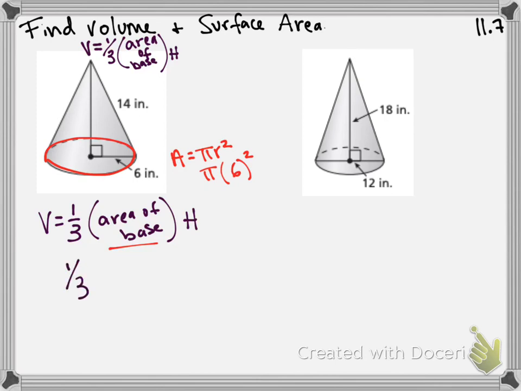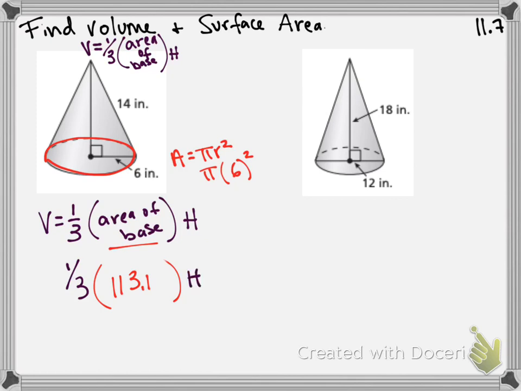So we'll get 1/3. When you multiply, 6 squared is 36 times pi is 113.097. If we were rounding to the hundredth, the 7 makes the 9 round up to a 10 like that. So 113.1. And then it's times the height of the whole object.